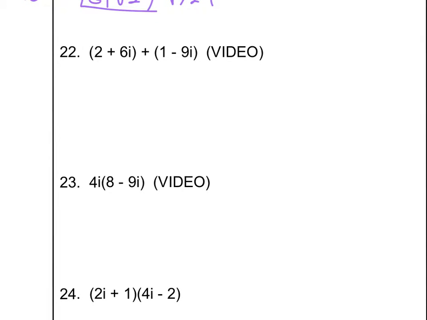For number 22, we are adding. 2 plus 1 is 3. And then 6i plus negative 9i is minus 3i. Nothing else to combine. At this point, you are done.